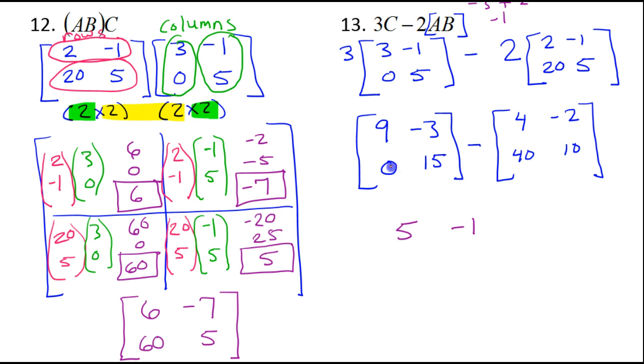Now I've got 0 minus 40, so that'll be -40. Now I've got 15 minus 10, so that should be 5. So this should be my final answer for number 13.